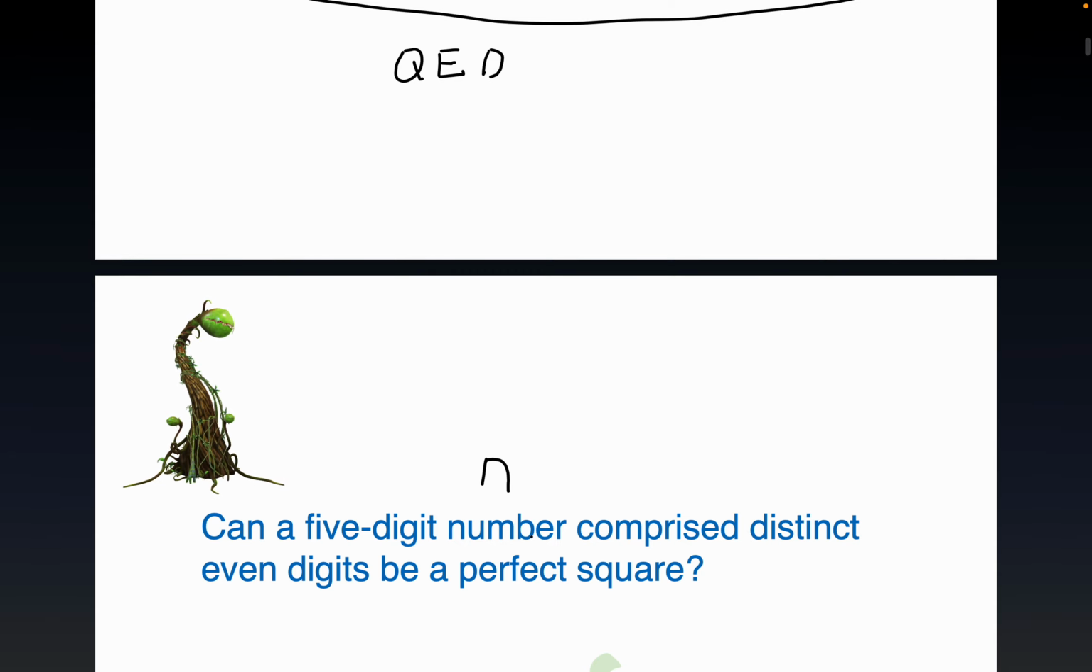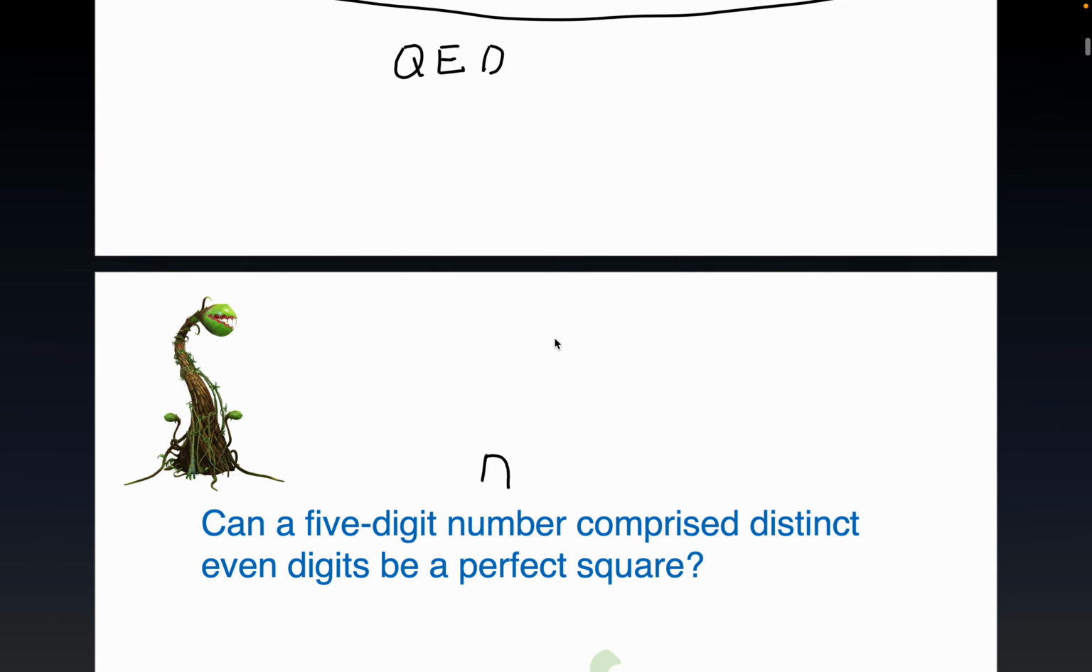Now, right here, we want to know if this can be a perfect square. An example of something that is in this form, a 5-digit number comprised only of even digits, would be 8264. That meets the requirements because there are only even digits. So this is kind of the threshold. It's a 5-digit number comprised of distinct even digits.